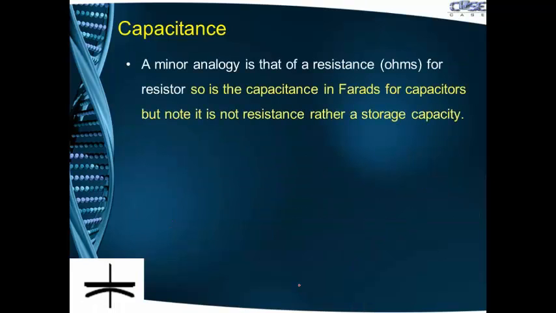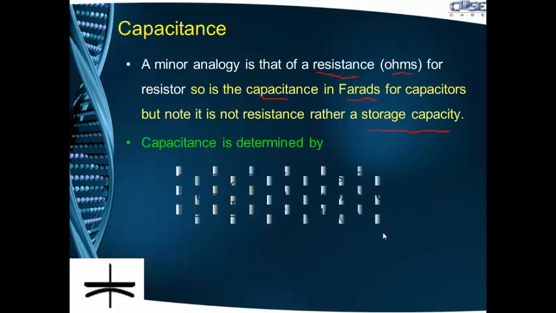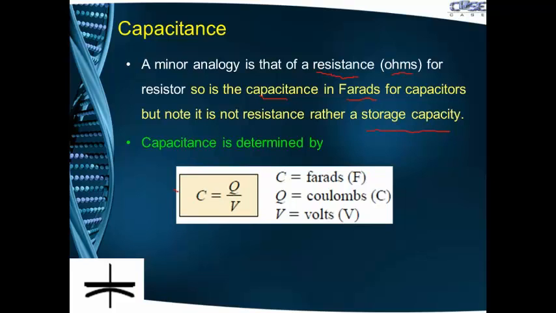A similar analogy is that of resistance, which is measured in ohms; capacitance is measured in farads. But note it is not resistance, rather a storage capacity. Capacitance is determined by this equation: capacitance is equal to charge per unit voltage, that is, how much charge is accumulated for a given voltage is determined by the capacitance. So the higher the charge stored in the capacitor, the higher the capacitance.